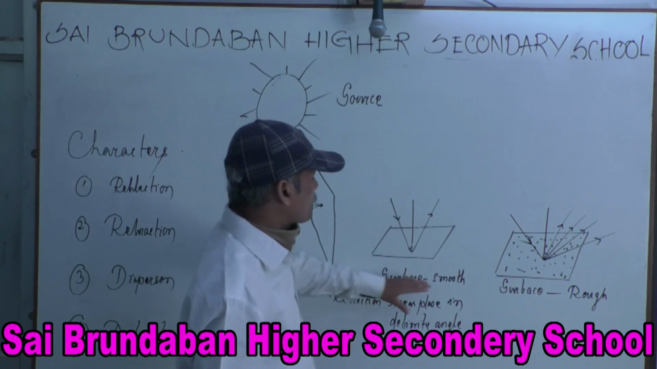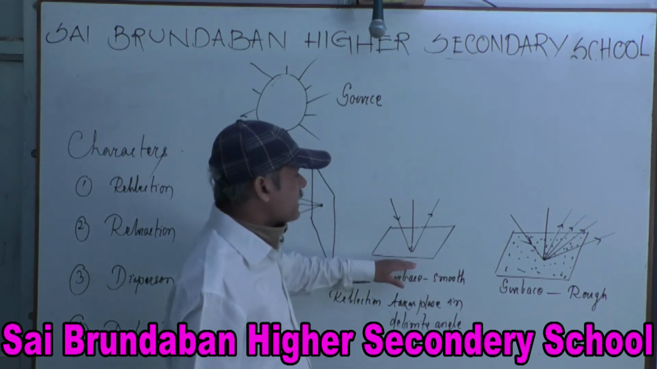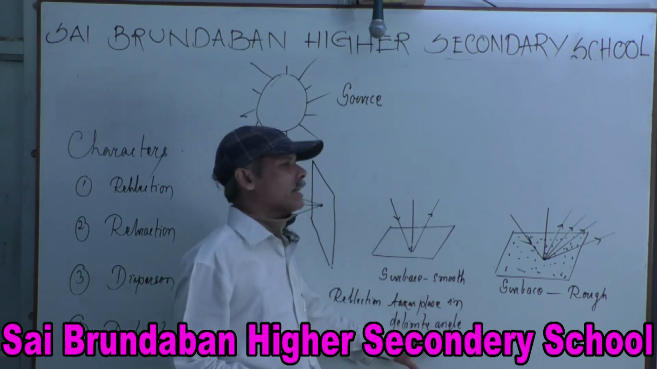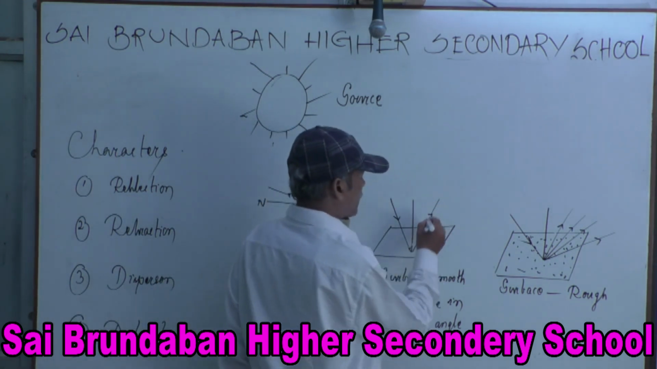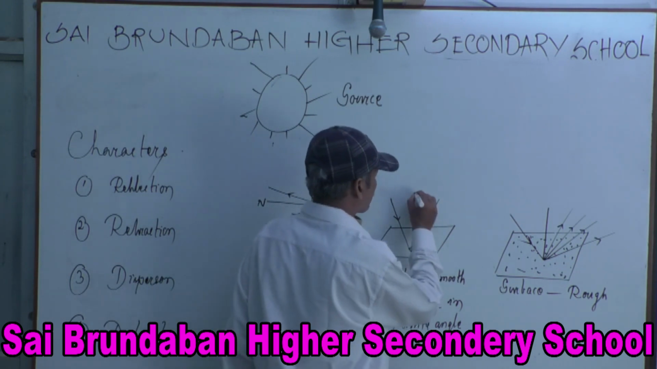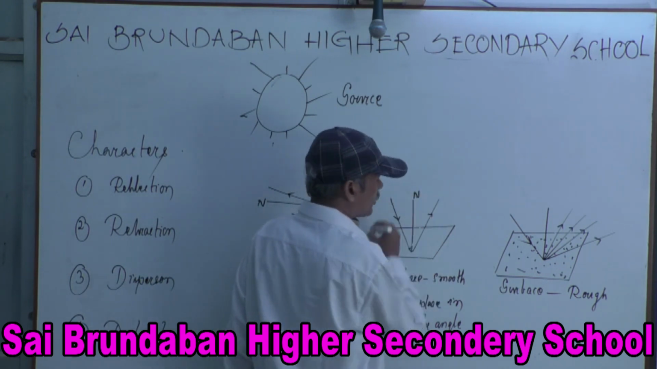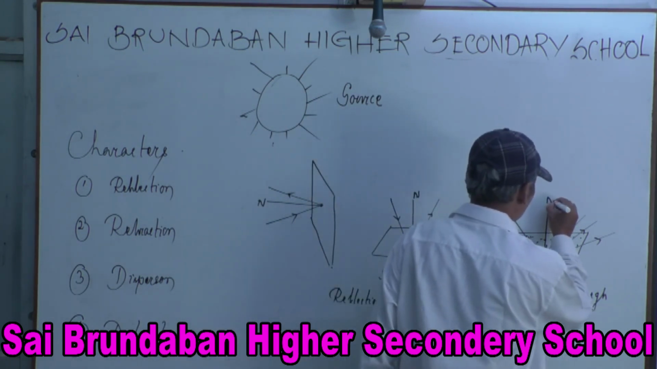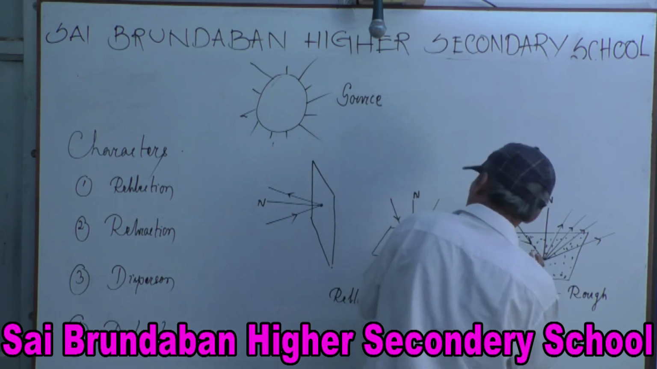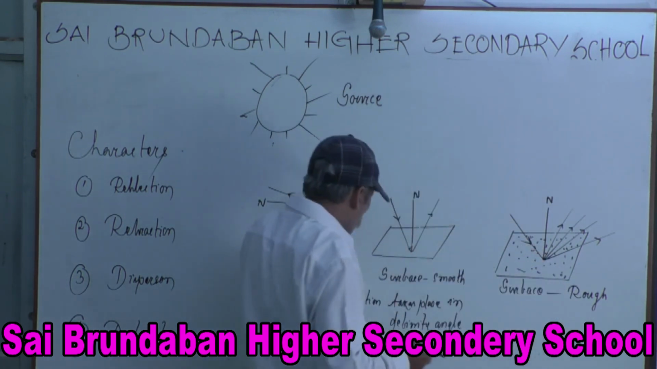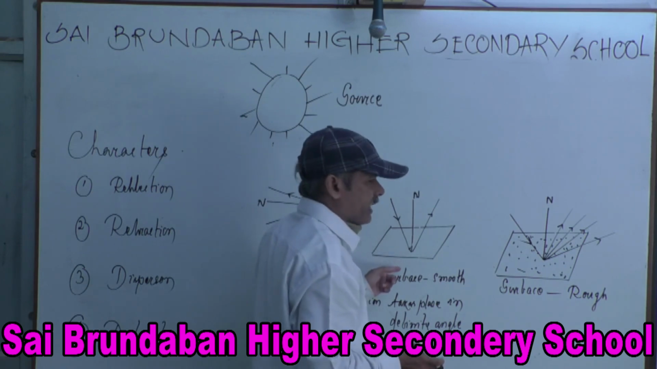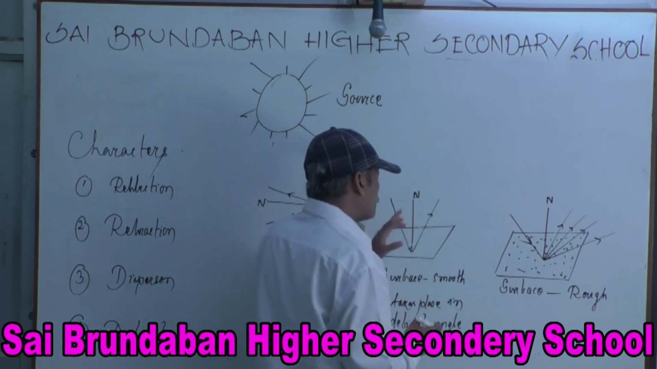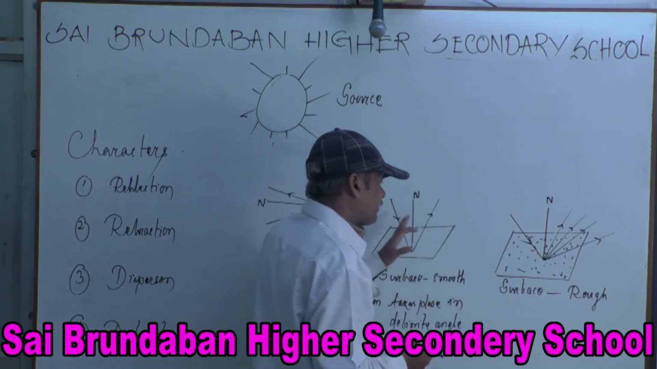This surface is smooth. So in case of a smooth surface, reflection takes place at a definite angle, the angle with the normal. Here you see the normal and the incident ray. One incident ray strikes the surface and is reflected back at a certain, definite angle.